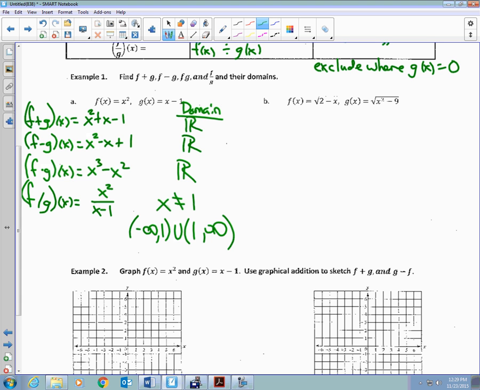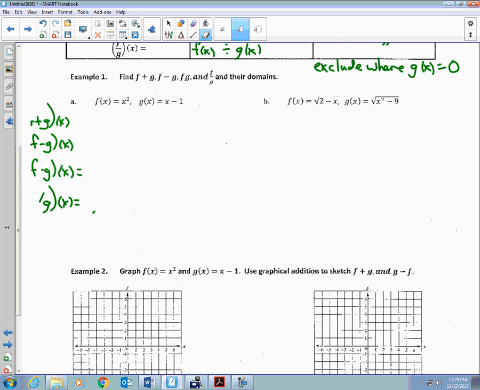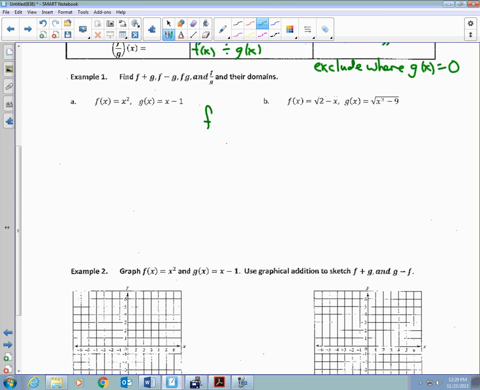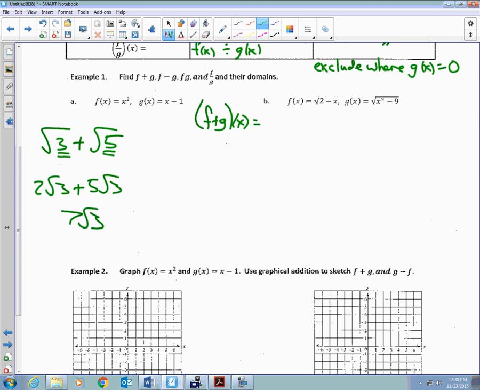B. A little bit different. We have some square root pieces there. So I'm going to list f plus g of x. If I have two square roots, say square root of 3 plus square root of 5, can I just add those together? Square root of 8? Nope. The radicand has to be the same. If the radicand is not the same, you can't combine it. If you had 2 roots of 3 plus 5 roots of 3, then yeah, that's 7 roots of 3. But that's how you got to write it.